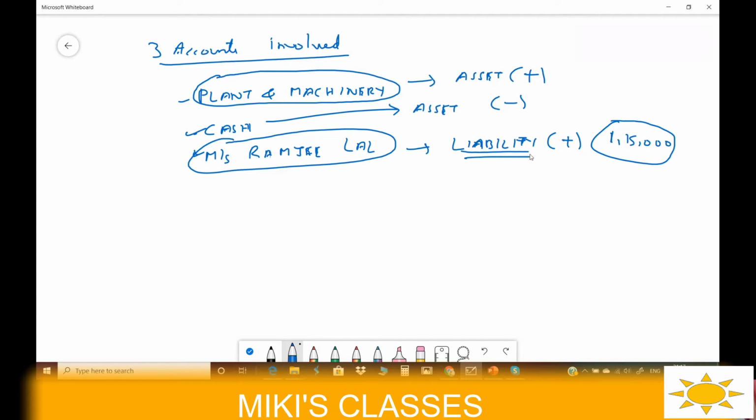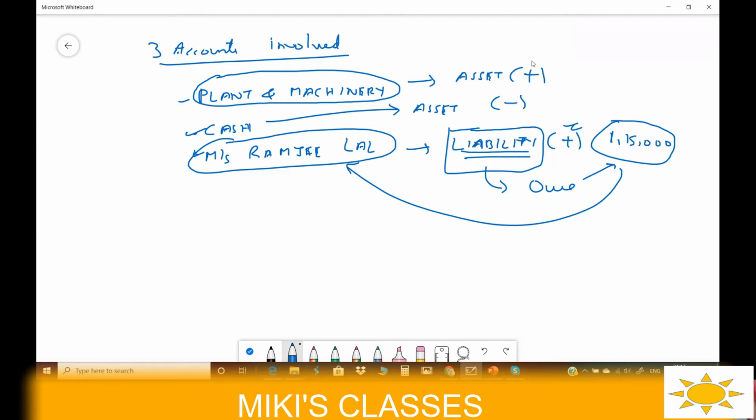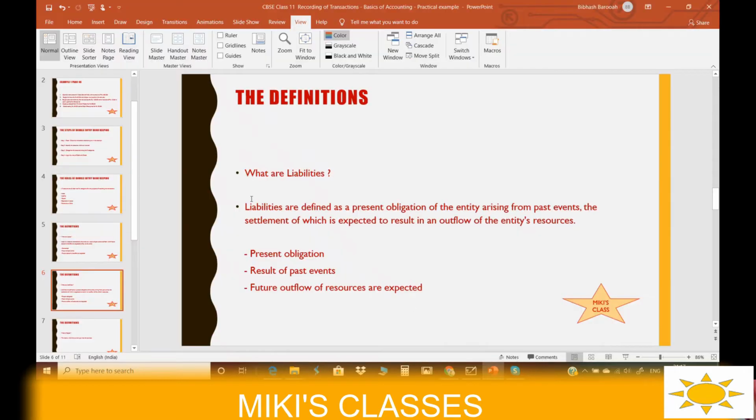Don't get confused. Your cash balance hasn't increased. Your bank balance has not increased, but your liability, which is how much money you owe to someone, the money which you owe to someone has increased. By how much? 1,15,000. To whom? To Ramji Lal. Okay, so it is a plus. So this asset is a plus, this is a minus, and this is again a plus. So let's check the rule for liability. If a liability increases, plus means what? It is increased, correct? Let's go to the rules.